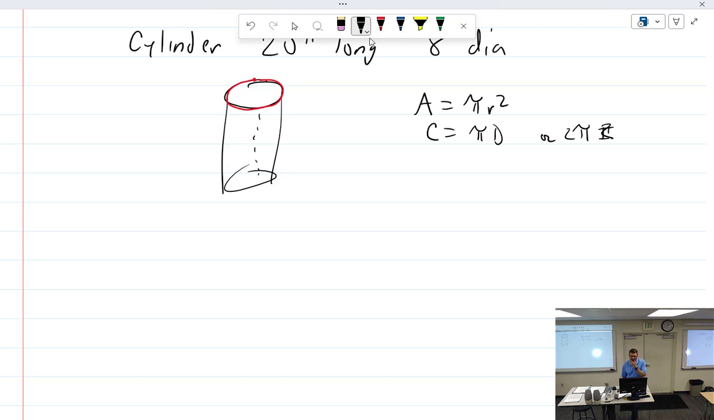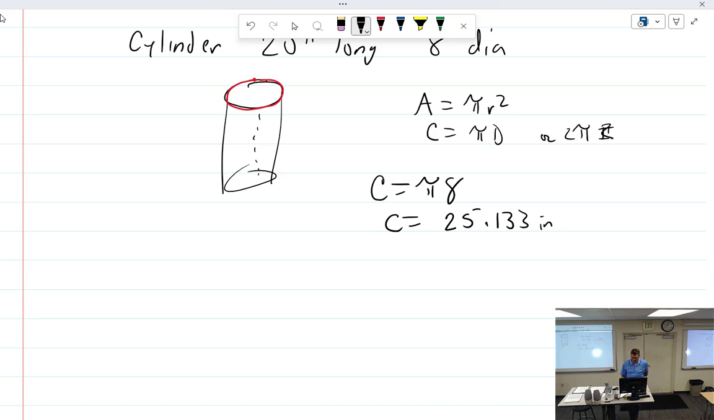So we're going to start with that and figure out what this dimension needs to be to roll it. Okay. So first we're going to compute the circumference. We have a diameter of 8, so circumference equals pi times 8. And so the circumference is 25.133 inches. So it's going to be that.